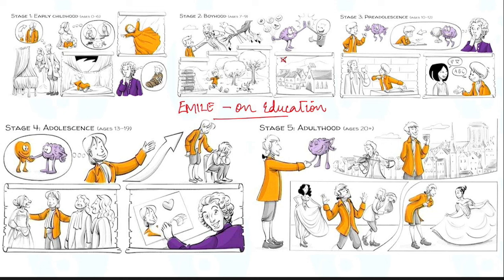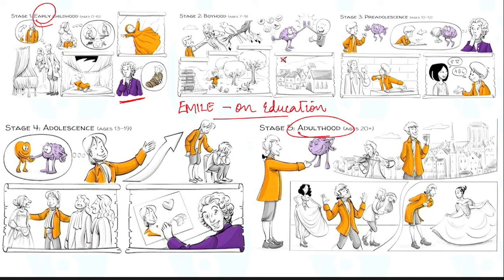This book tells the story of a boy from early childhood till late adulthood, how learning has to be given and how that learning influences the child. First, early childhood: the child is born, and at this stage the parents have to ensure that the child develops physically. Only the mother should feed the baby because she naturally loves him more than anyone else. All these theories were given by Rousseau.